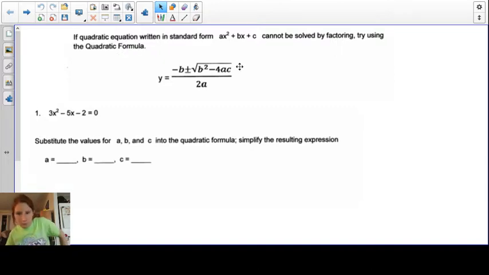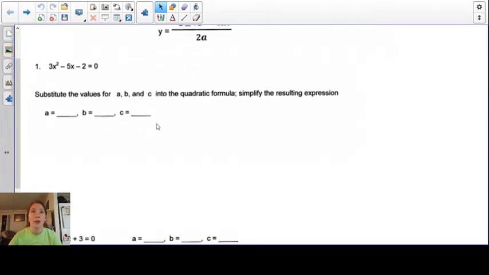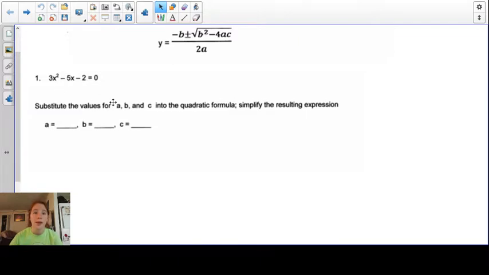So this is when it can't be solved by factoring. What we do is we take a look at the equation that we're given, and we need to pull out some of our values. Our values that we use are: a will always be in front of the x squared.